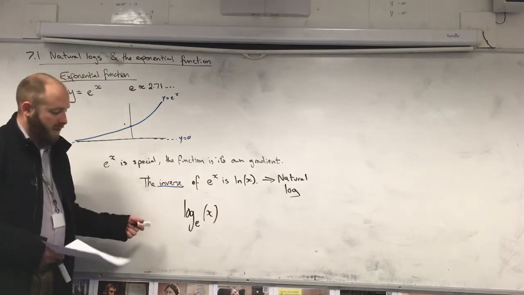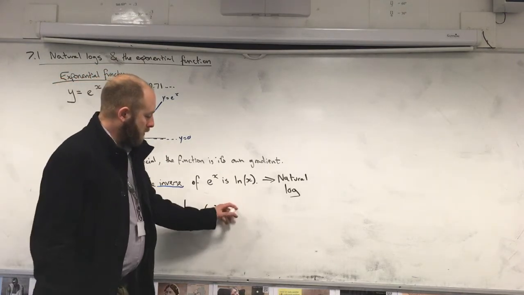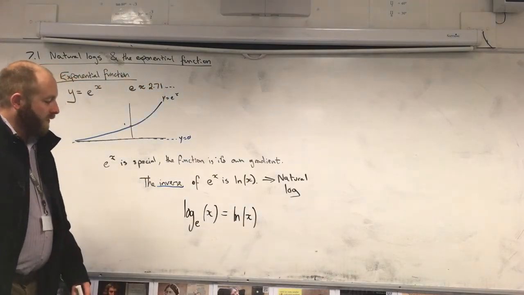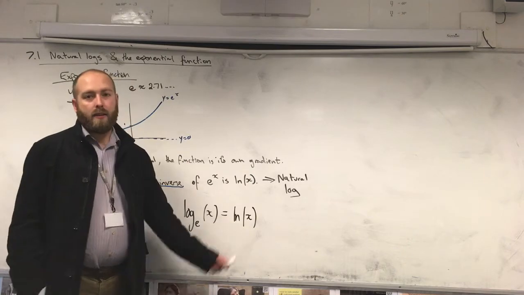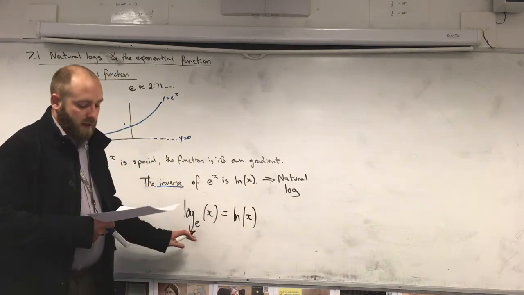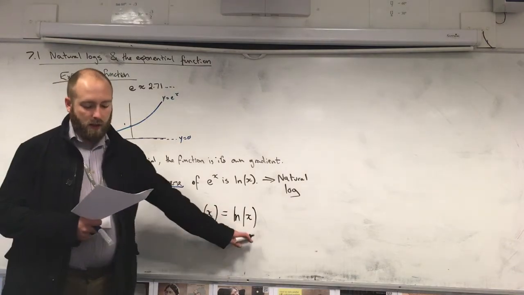And because we use log to the base e of x so much, we give it its own symbol, its own name, which is ln of x. Log naturel, ln normally, of x is that. So ln of x undoes e to the x, and e to the x undoes ln of x.